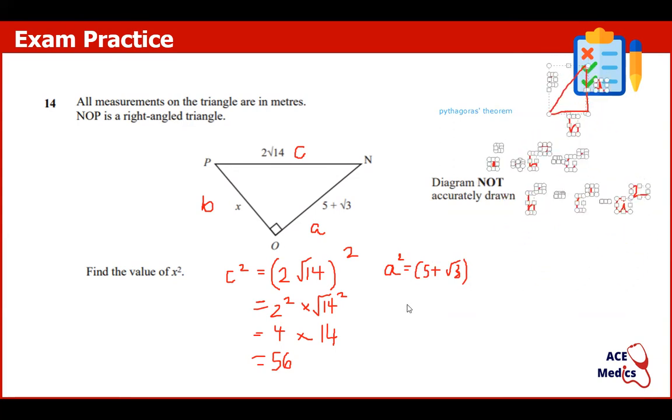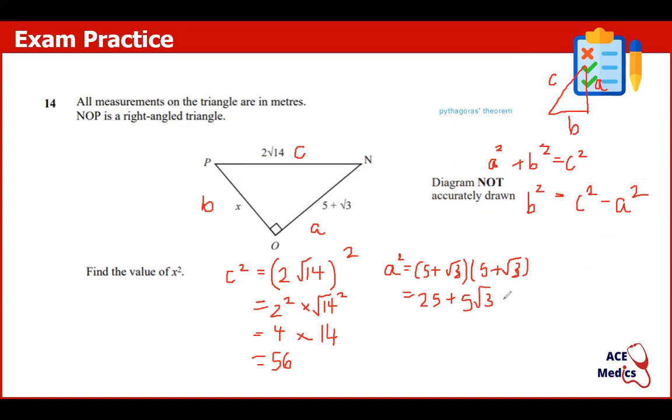Let's move that up there. (5 squared root 3 times 5 plus root 3) We're squaring them, and then we just need to expand the brackets. So 5 times 5 is 25. Outies, 5 times root 3 is 5 root 3. Innies, 5 root 3. And lasties, plus 3. So 25 plus 3 is 28. 5 root 3 plus 5 root 3 is plus 10 root 3.